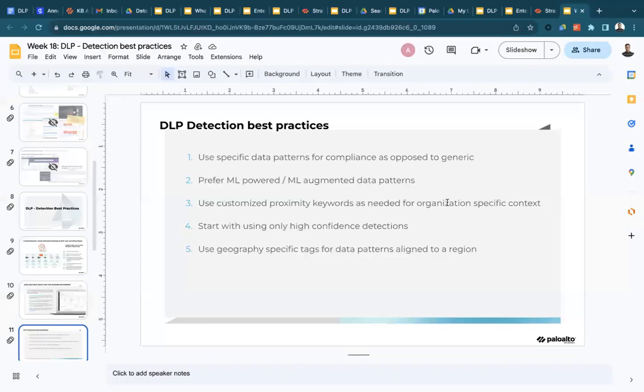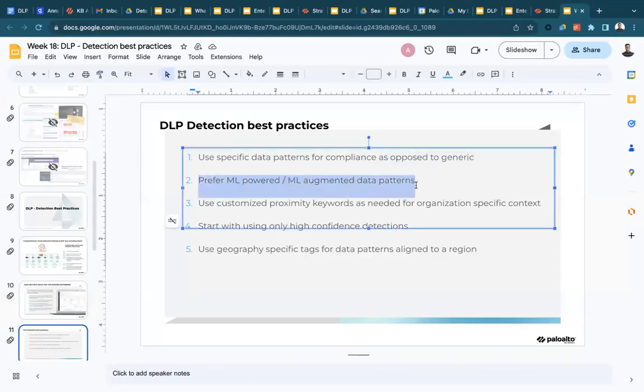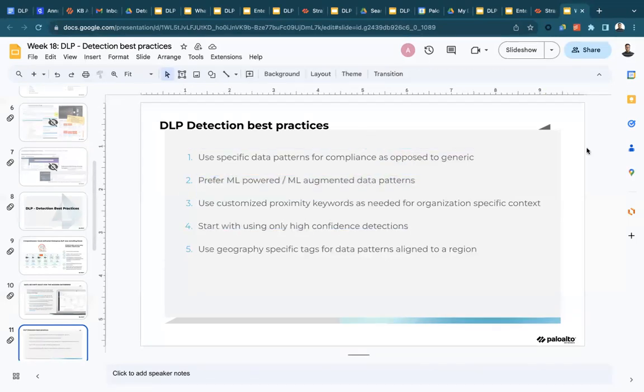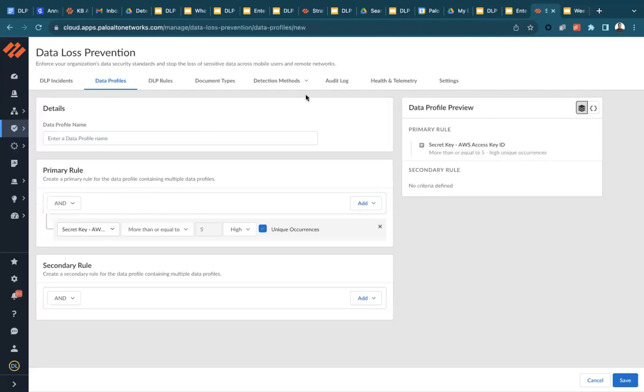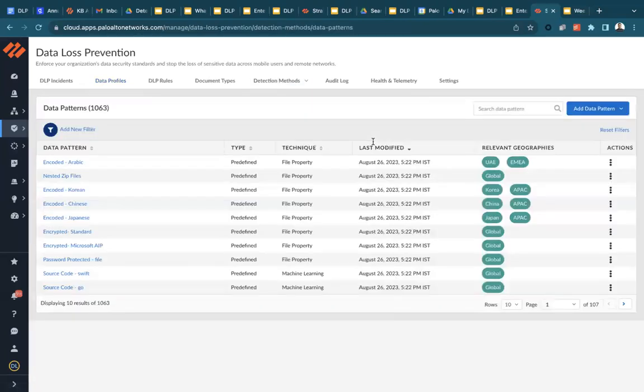I just wanted to show the gist of what we mean by chaining of some of these patterns. So this is preferring ML-powered, ML-augmented patterns. On the existing patterns as well, you have a few options that you can work with. Just because it's predefined, it doesn't mean that it's rigid and you can't make changes around it.